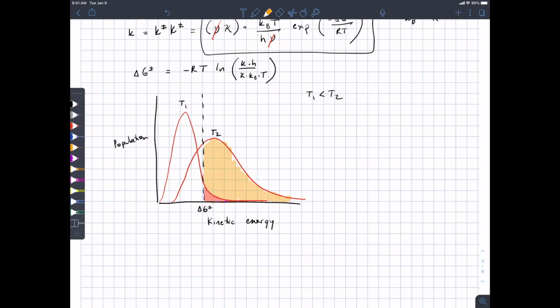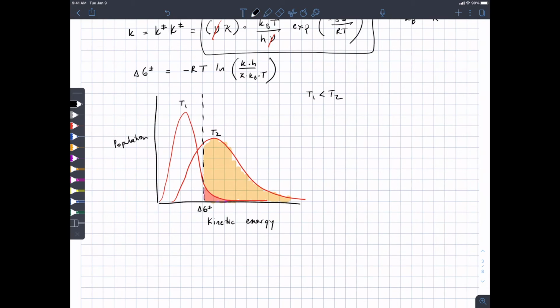All right. Okay. We said temperature 1 is less than temperature 2. Good? Okay. What else?